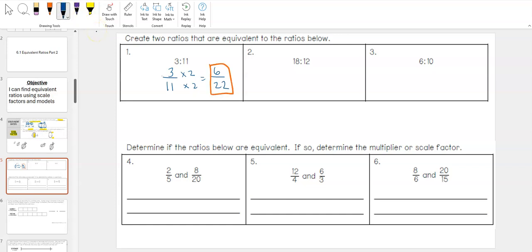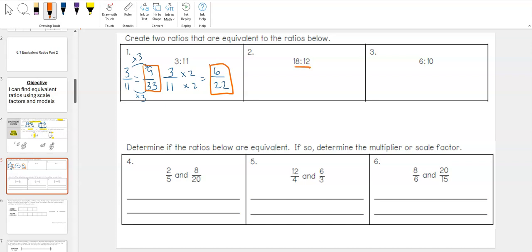Now I could do the same thing and times it by, let's do this a little differently. Let's make it equal to. And I'm going to maybe times this time by 3. My scale factor will be 3, and I can make that 9 and 33. So now I have two equivalent ratios, and I did that just by multiplying the top and the bottom, or the two pieces of my ratio by the same number, the same scale factor.